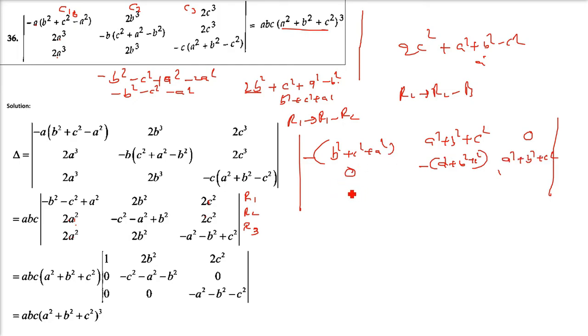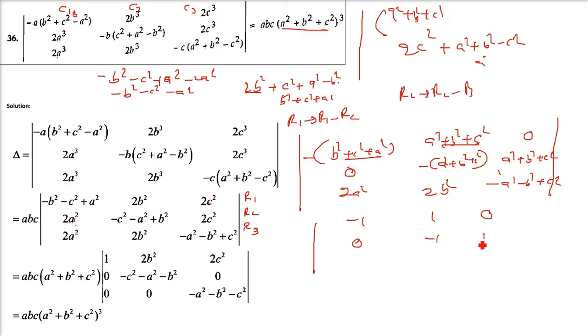Again, one factor of a square plus b square plus c square can be taken from the second row. What is remaining is like this. Third row remains same. So I am taking a square plus b square plus c square from the first row and the second row. So assume that a square plus b square plus c square to the power 2 we have already taken. What is coming inside? Whatever is remaining, I am writing it.